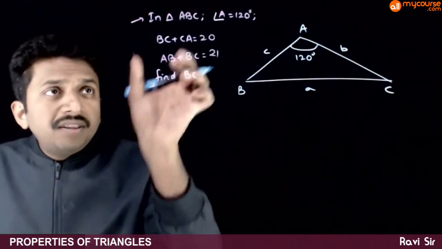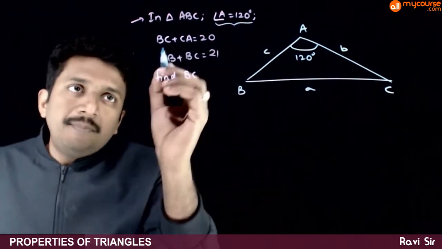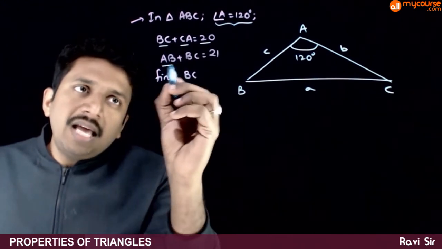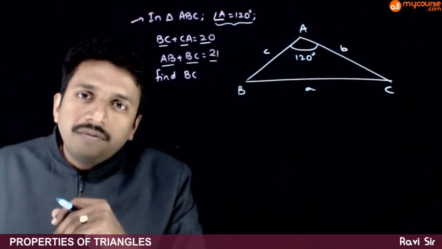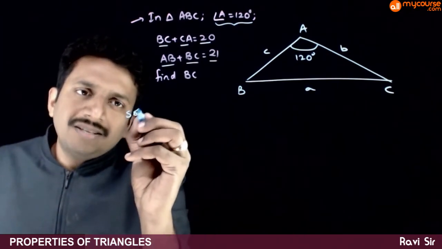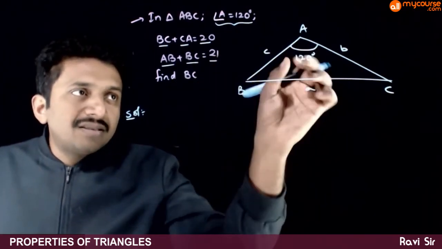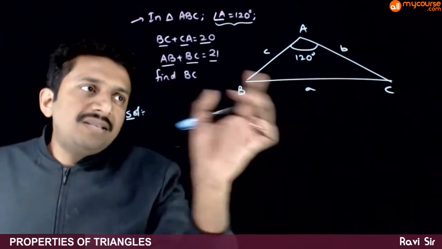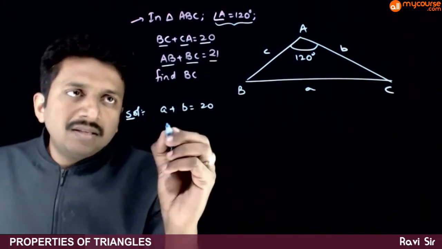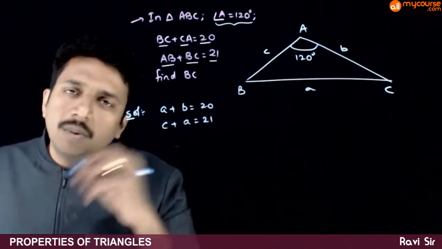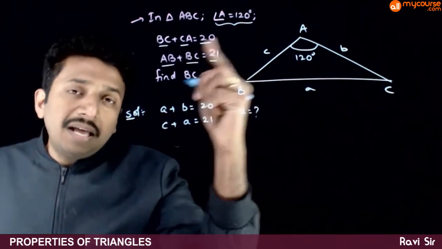In this question, given that in a triangle ABC, angle A is equal to 120 degrees and BC plus CA is equal to 20, AB plus BC is equal to 21. With these three pieces of information, can you find the length of BC? Let us try to use each of these. If you draw the diagram corresponding to this, it looks something like this. Angle A is equal to 120 degrees. BC is nothing but a, plus CA, which is b, is equal to 20. C plus a is equal to 21. You're asked to find the value of a, and angle A is equal to 120.